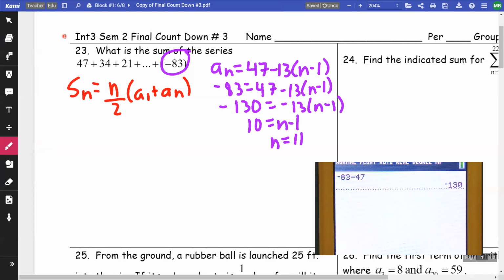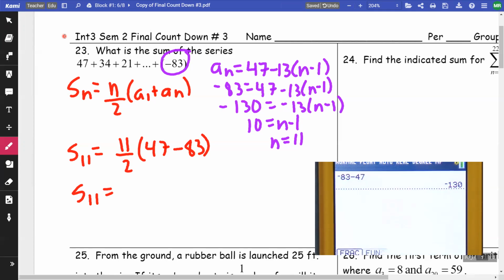Okay, so that means I am going to find the sum of the first 11 terms. So this is going to be 11 over 2 times my first term, which is 47, plus my last term, sorry, which is negative 83. So I'm going to go minus 83. And I'll put that in my calculator: 11 times 47 minus 83, divided by 2. And I get negative 198. That is our sum.